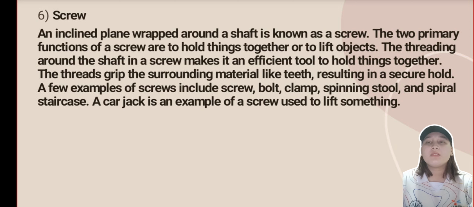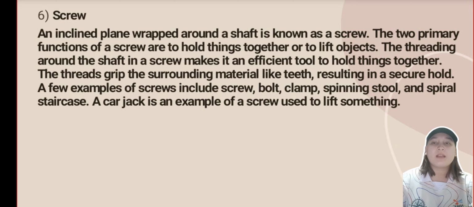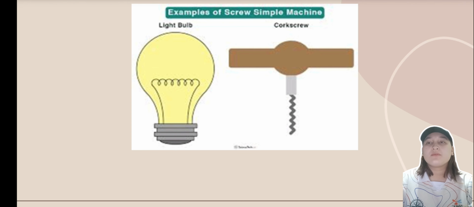A few examples of screw include screw, ball, clamp, spinning stool, and spiral staircase. A car jack is an example of a screw used to lift something. So this is an example of screw.